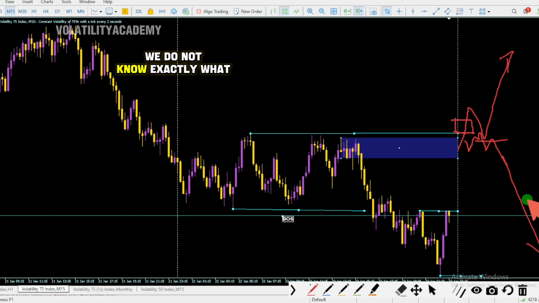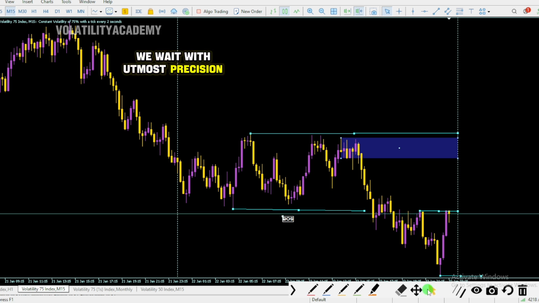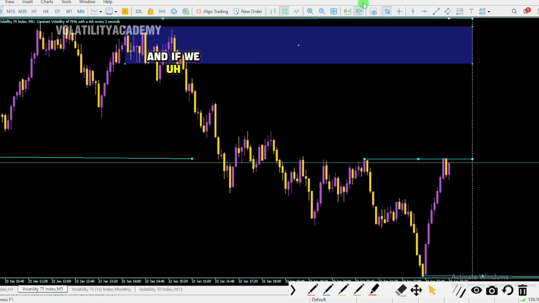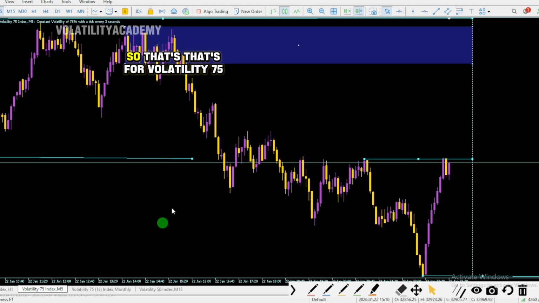We do not know exactly what the market will do, so what we simply do is to sit and wait. We wait with utmost precision. We wait for market to come back to our zones, and if we get a confirmation to take a trade in any direction, we go ahead and execute it. So that's that for volatility 75.